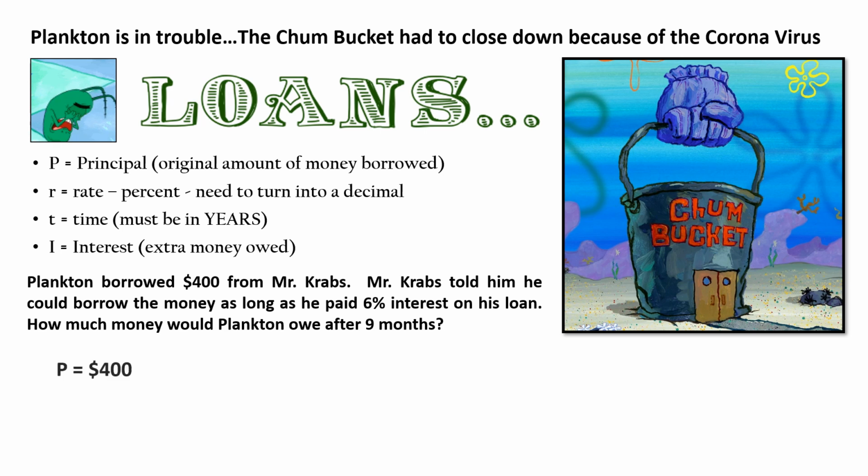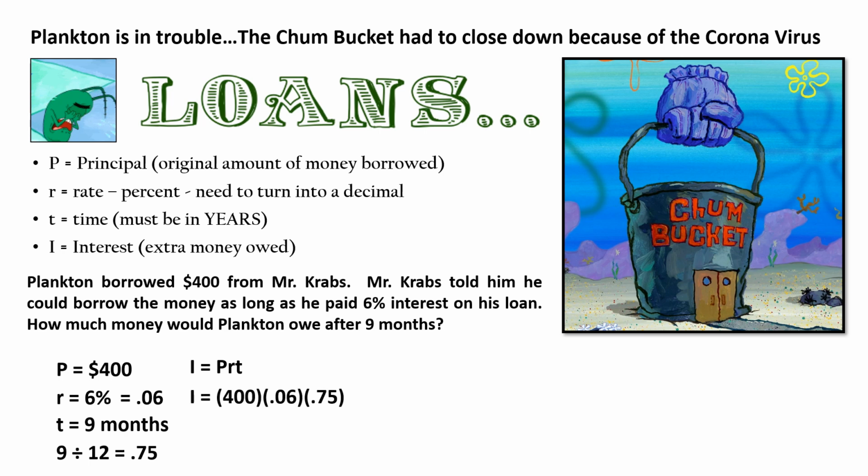So we're going to use that same exact formula. The first thing we need to do is figure out what are all the pieces, the P, the R, and the T. So the principal is $400. The rate is 6%. Remember, we're going to turn that into a decimal, which is 0.06. And the time is 9 months. Again, we need that T to be in years, so we're going to divide 9 by 12 to see that our T is 0.75. We're going to plug all those values into the formula we've been using this whole time. So 400 times 0.06 times 0.75 lets us know that the interest on that money that he's borrowing is $18.